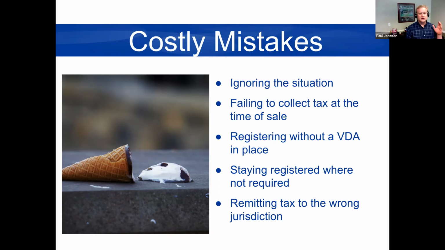So the first one, ignoring the situation. Many online sellers, we even talked with one today, think that if I just ignore the letter from the state, it'll go away. But if you're ignoring a letter from the state, or potentially ignoring collecting tax even though Nexus may have been established, you're just making the problem worse. You're compounding that situation. So do not ignore the situation.